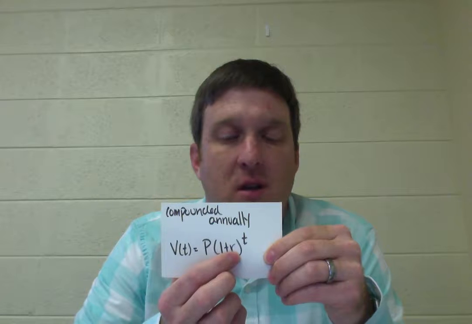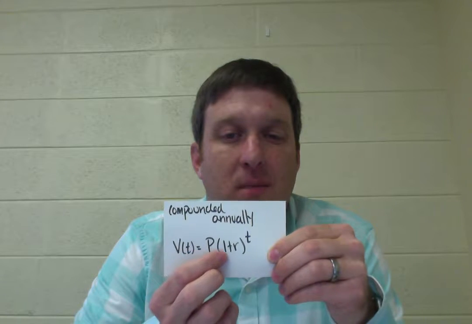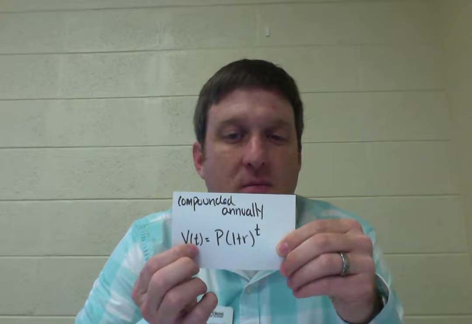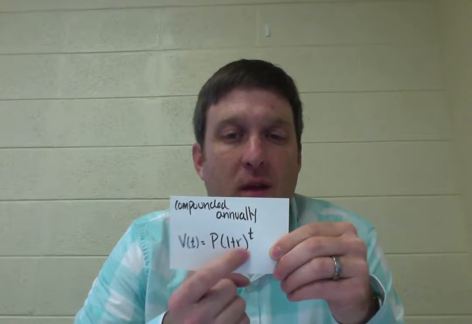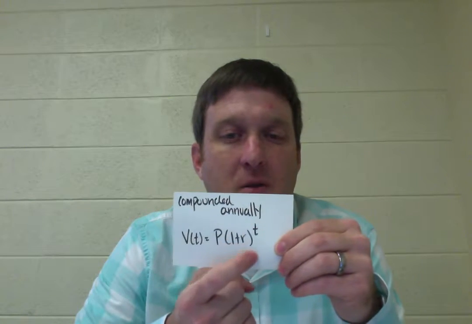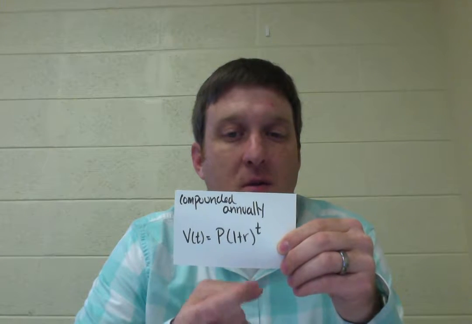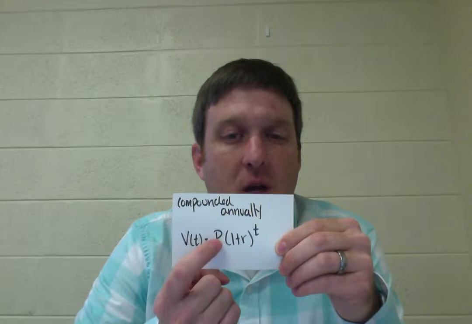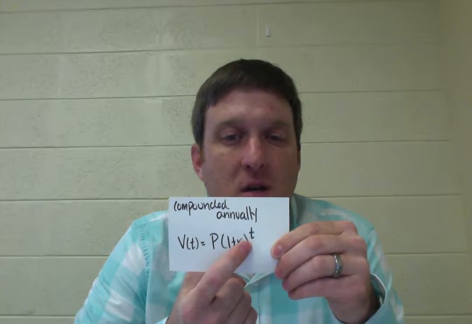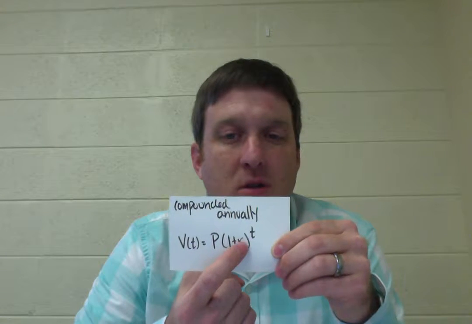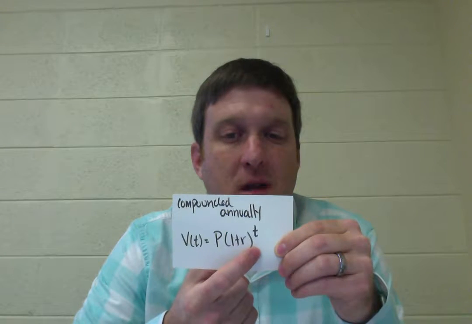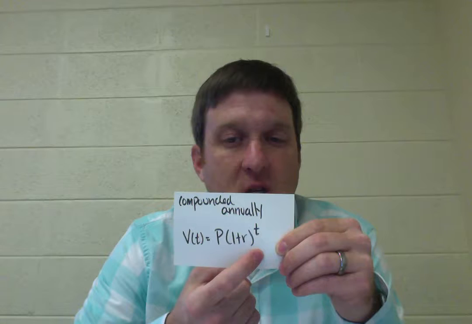0.05 is 5%. We would take 5% of P and add it to P to find the total value. So this is very simple, compounded annually. This means that each year we recalculate the total principal, and for each year we multiply by 1 plus R. So this is your compounded annually formula, just like an exponential growth.